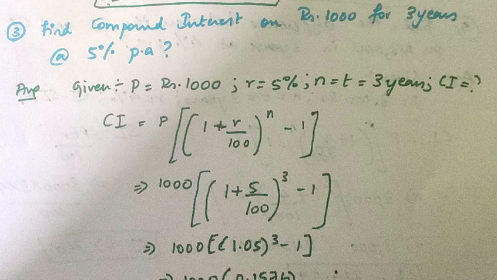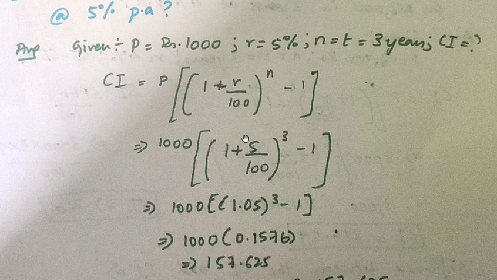So your third question is, find the compound interest on rupees 1,000 for 3 years at 5% per annum. Your principal is given, rate of interest is given, time is given, so you can calculate it. Either you can calculate the amount first and then subtract your principal, or you can use the formula directly, taking principal as a common factor.